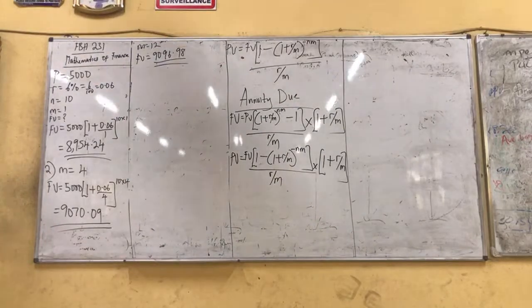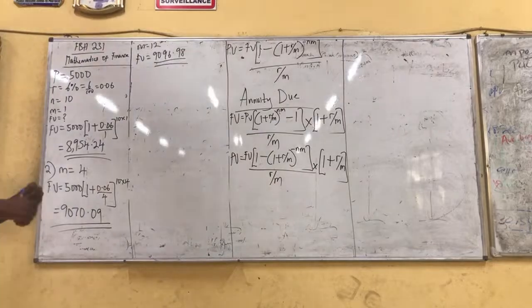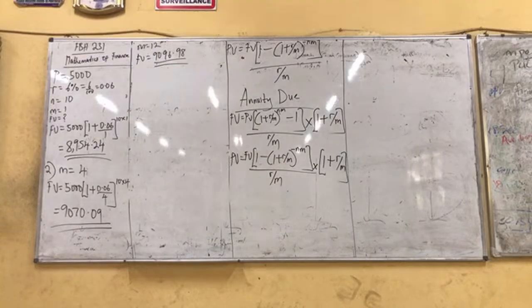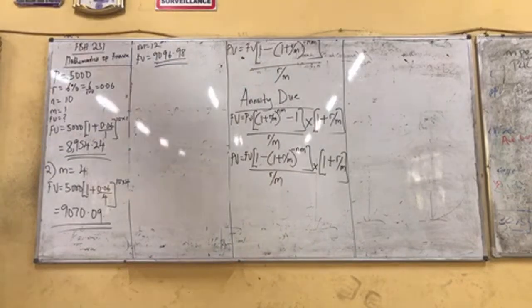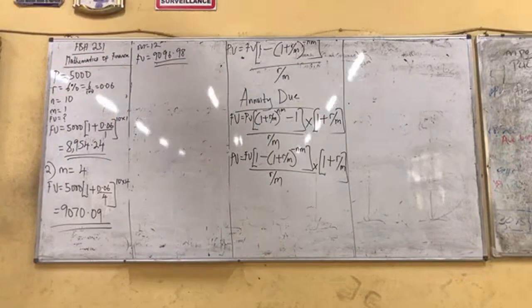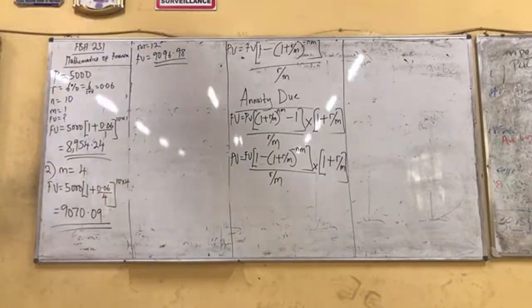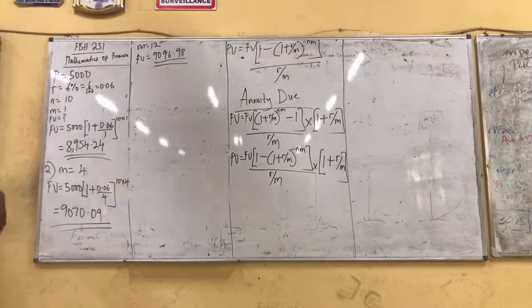Alright, let me solve the next one. Now, let's use the same question to save us time and energy. What if the question now goes like this? A principal of 5,000 naira is invested at 6% interest. Find the amount after 10 years if the interest is compounded continuously.